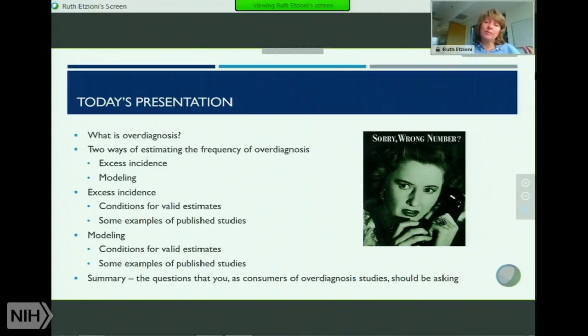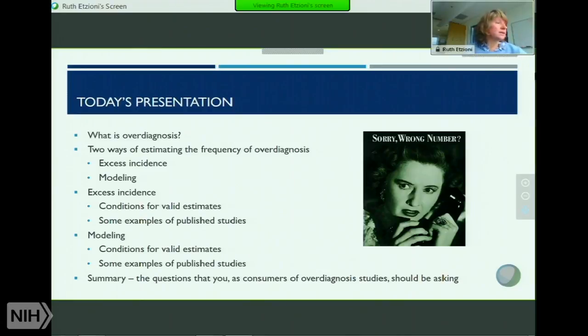And I'll refer to them as an excess incidence approach and a modeling approach. And in both cases, we'll look carefully at how these approaches are used and how they can be validly applied. And in each case, I'll then present some examples of published studies.